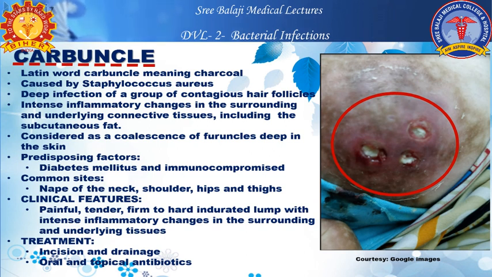It is caused by Staphylococcus aureus, and the site is usually over the back, with multiple sinuses discharging purulent material. That is one of the important clinical hallmarks of carbuncle. The important predisposing factor is diabetes mellitus and other immunocompromised states.